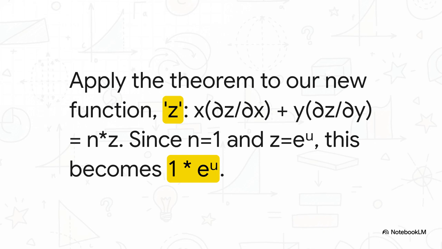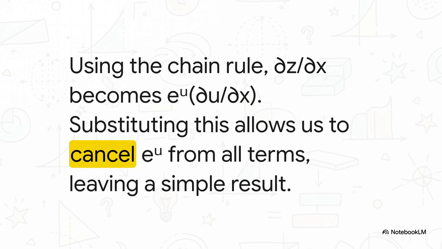But remember, the crucial step here is that we have to apply it to our nice homogeneous function z, not our original u. So the theorem tells us that this combination of partial derivatives of z is equal to n times z. Since n is 1 and z is e to the u, we get 1 times e to the u. Now for the really elegant part.